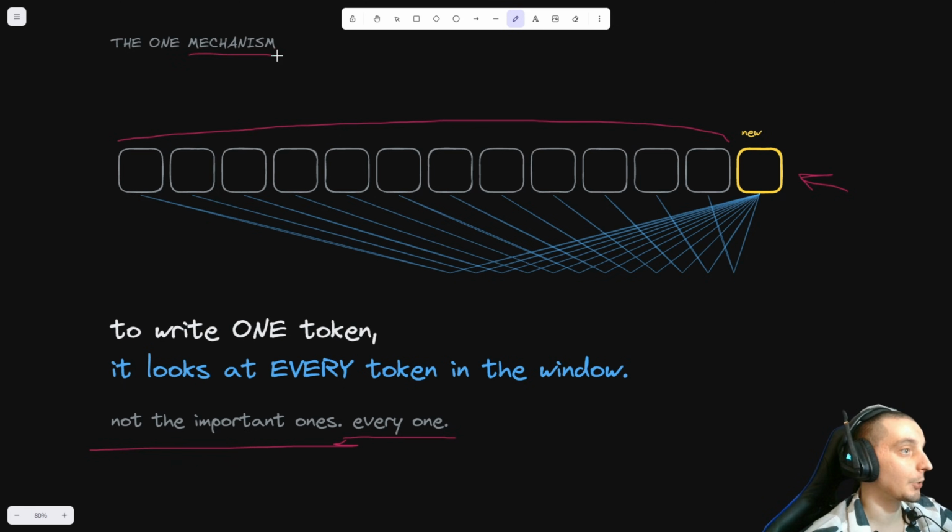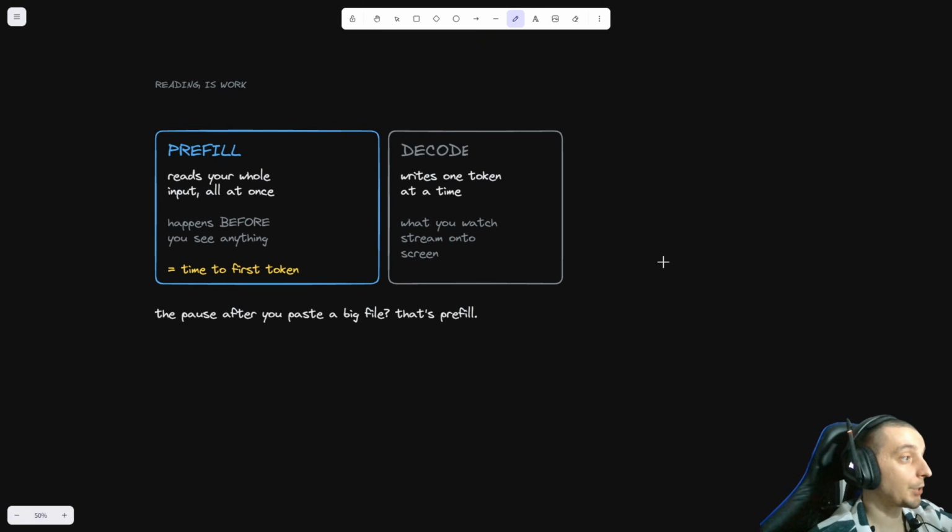This mechanism is called attention, and by the way, I have a separate video on it. This is the most important part for this video, so you have to keep this in mind. Let us now try to conceptualize what happens when you hit send. We have two main phases. The first one is prefill. This is the model reading your input all at once. All the tokens in your input are processed in parallel.